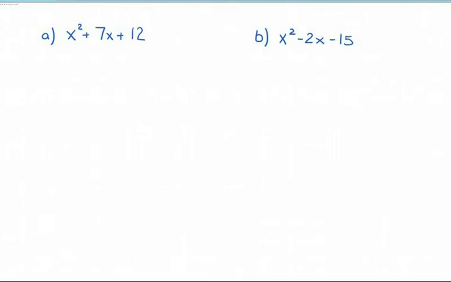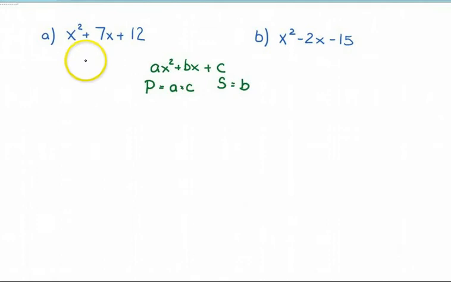Okay, so decomposition. The first thing to remember is that the general form of a quadratic expression is ax squared plus bx plus c. And when we go through the process of decomposition, we first need to identify two things. The first one is the product, and the product is defined as a times c. And the second one is the sum, and the sum is defined as the b term.